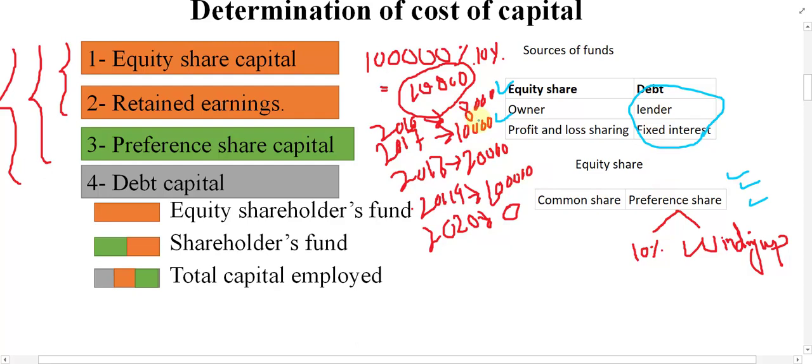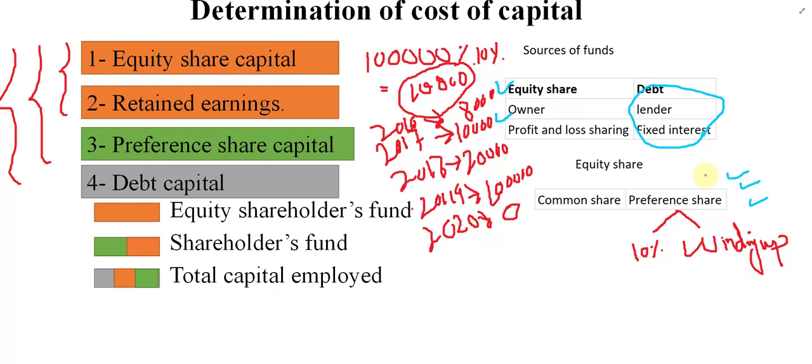And of course, preference share is called a hybrid security. Hybrid security means it has some features from debt and also some features from equity. Why does it have some features from debt? Because the rate of dividend is fixed. And why does it have features from equity? Because if there is no profit, they will not receive anything from the business. This is the point that you have to understand regarding preference shareholders.